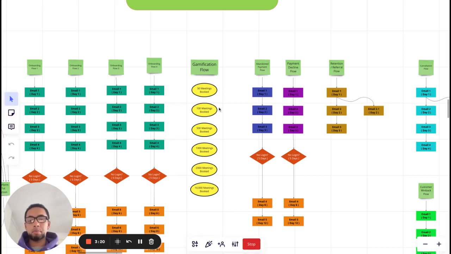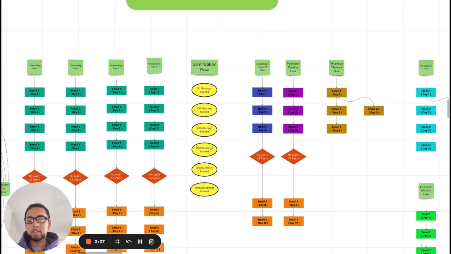So when someone books 100 meetings, we can say, as a very basic overview, congratulations on hitting 100 meetings. We're looking forward to you hitting 500. Here's some extra tips. Here's some extra tricks. Here's a roadmap we use to do this for our own company. Hopefully, it's helpful to you. If you need any help, then feel free to reach out.